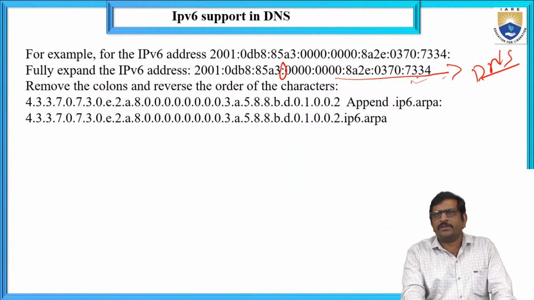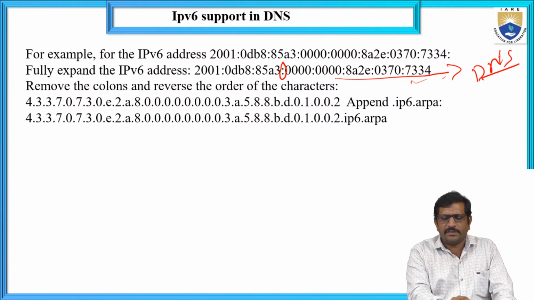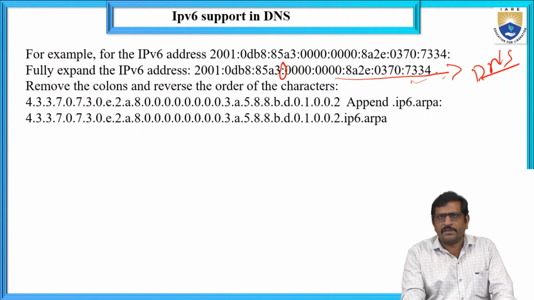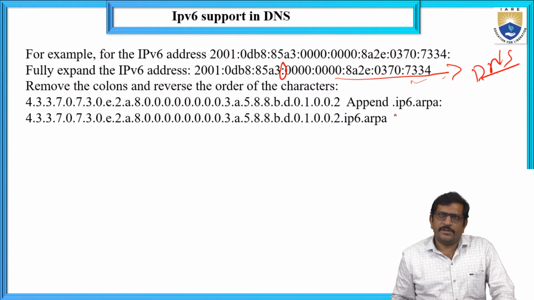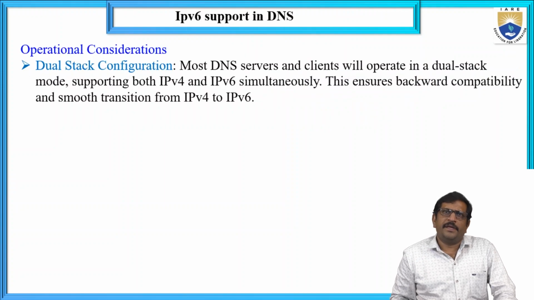Here is the last level of the characters, 7334. If you reverse this order, we get the digit 4 first. Each and every character is separated with a dot: 4.3.3.7.0, and so on. Then we append ip6.arpa, written as .ip6.arpa. So this is the reverse DNS.